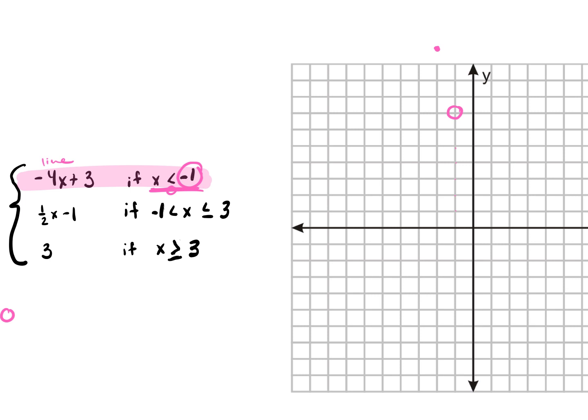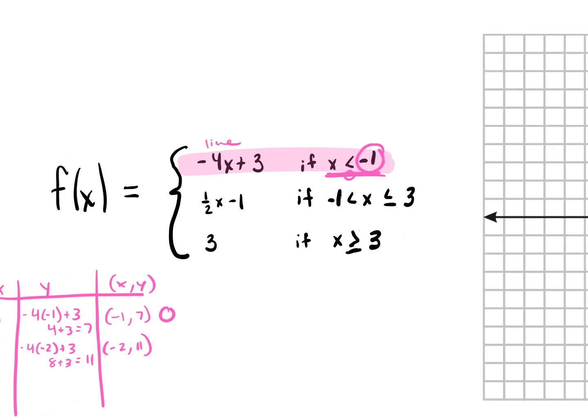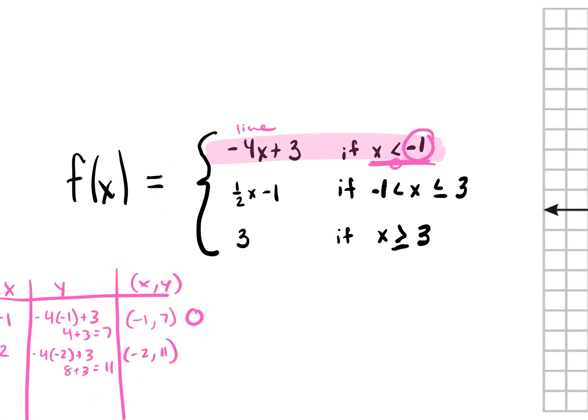Once we have 2 points for our line, we can connect the dots. We start at the open circle and go through the second point. So this is our first piece. All right, let's do the second part now.